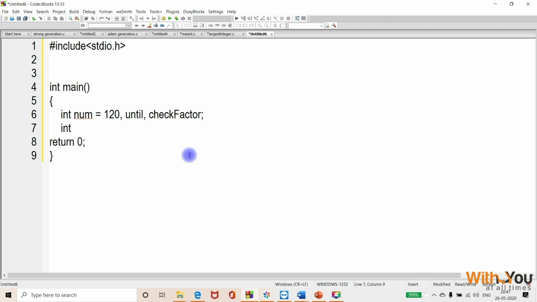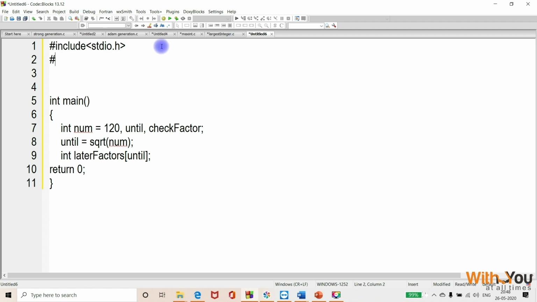I can say here int later factors, later factors, and I can say here until. So what would the until be? Until would be the square root of num. Until is equal to square root of num. If you want to use square root, jolly well include math.h. Cool. So this is one way of doing it. When you do it this way, your memory gets allocated in the stack.